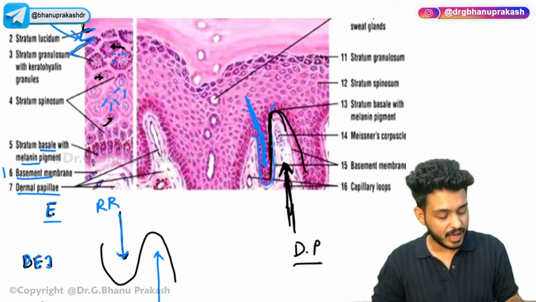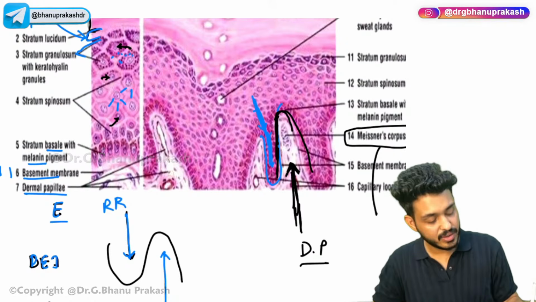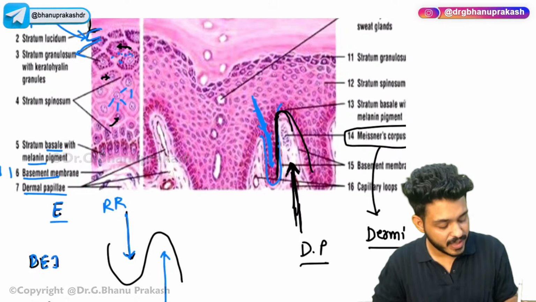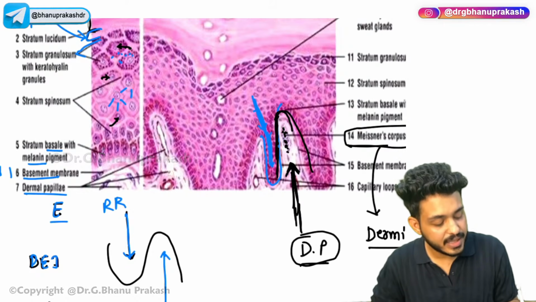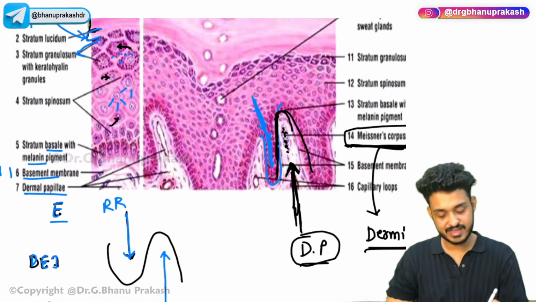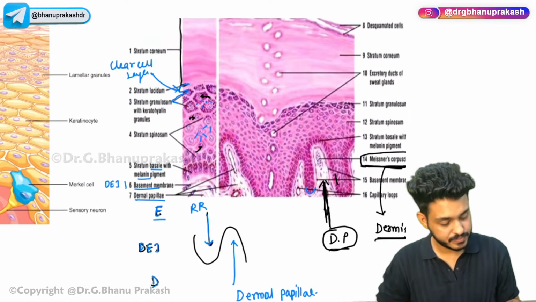Okay, I have already told you about the Meissner's corpuscle. It will be present in your dermis. And which part of the dermis? That is the dermal papilla. Can you appreciate these cells? These are your Meissner's corpuscles. And which structure is this? This is dermis. So we are having these things you have to remember about.